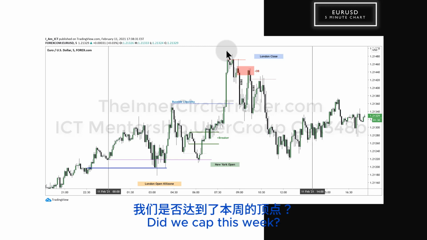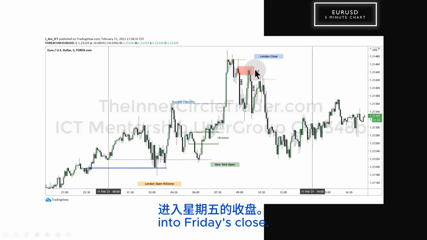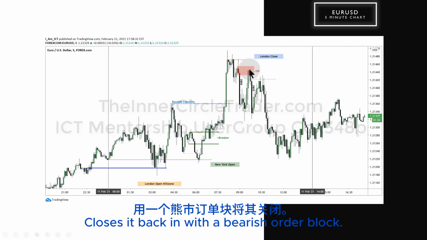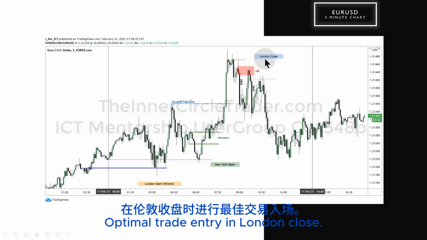Did we cap this week? That's what we'll study going into Friday's close. We have a rejection block. We trade through it and reject as well here. Sell side imbalance, buy side inefficiency, closes it back in with a bearish order block, trades again lower. Optimal trade entry in London close.